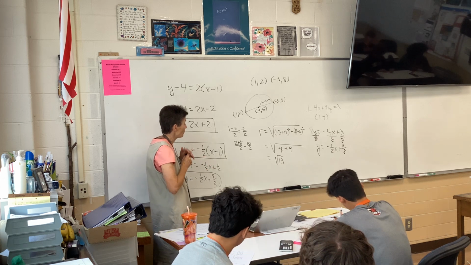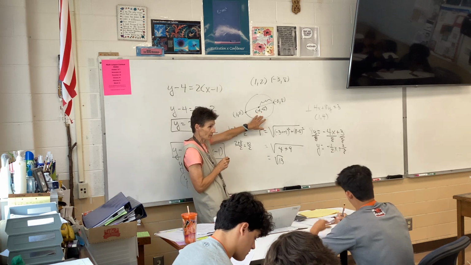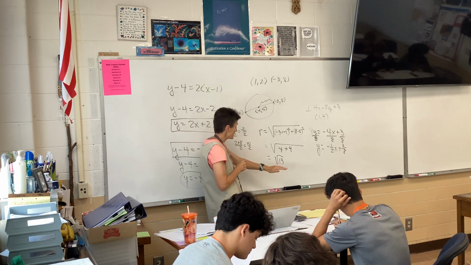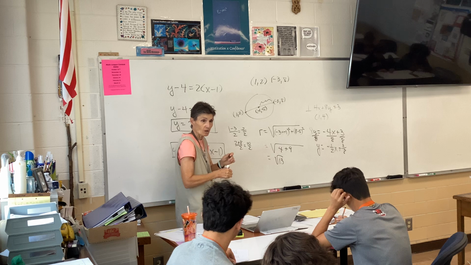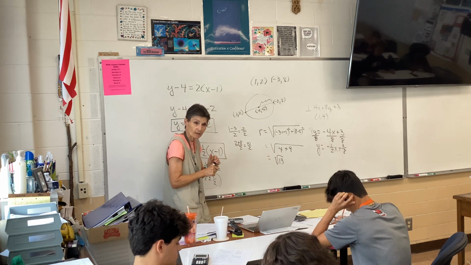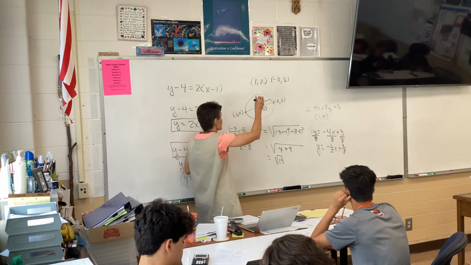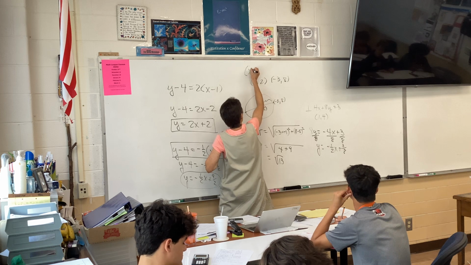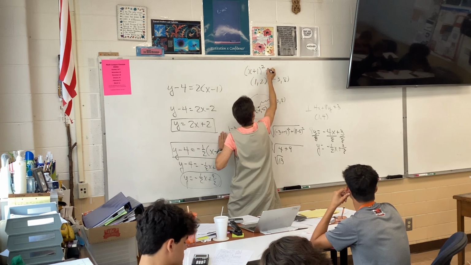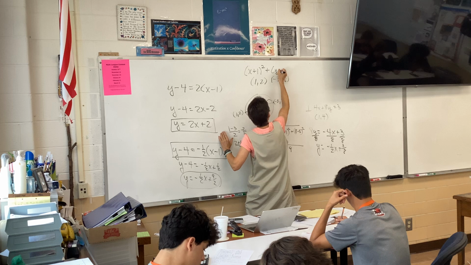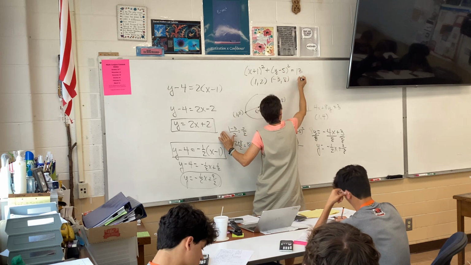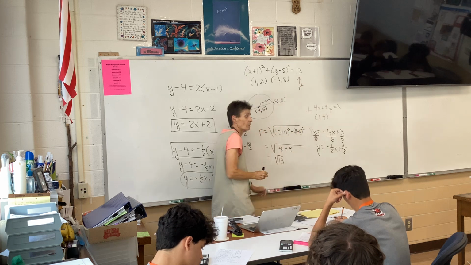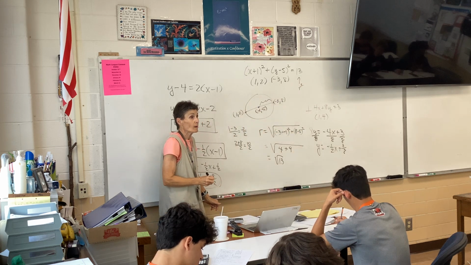Using midpoint, we found our center. Using distance, we found our radius. Now we got to put it all together and write the equation of the circle. So what's that look like? x plus 1 squared, plus y minus 5 squared, equals 13. Because that number right there is always our radius squared. And root 13 squared is?